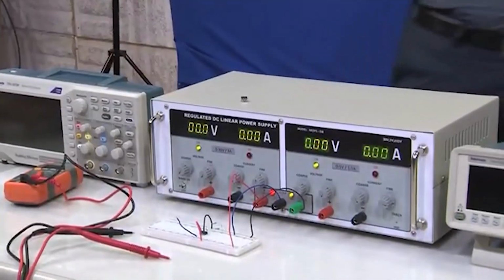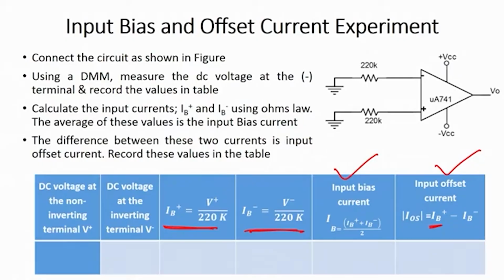So, 6.1 and 6.3, we got two values. Let us write this 6.1 and 6.3 in our table. If you see the table, your values are 6.1 and 6.3. Using this value, can you calculate IB plus and IB minus? Once you calculate them, you have to take the difference of IB plus and IB minus, and again you see it is a mod. So, this is how you can calculate the input offset current, easy.